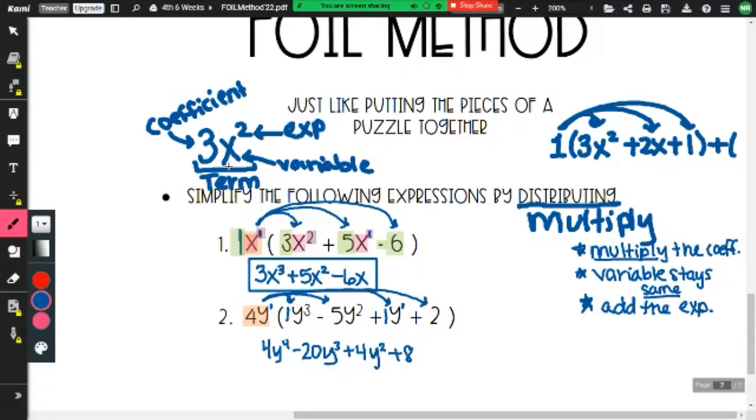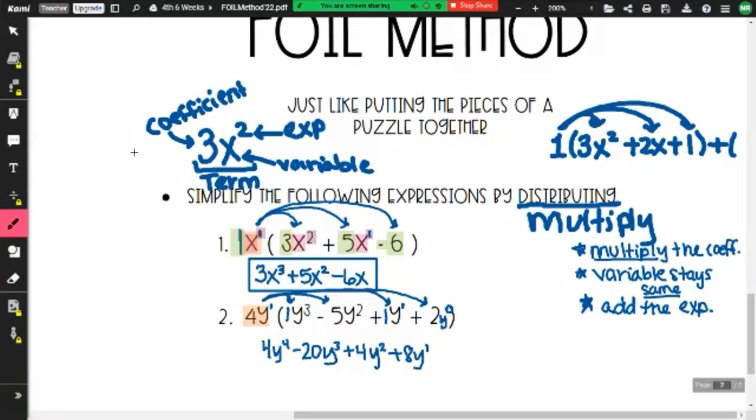Since there is no y, if you can't remember that 4y times 2 is just 8y, you could also insert y to the power of 0. It's like having no y's. So y stays the same. 1 plus 0 is still 1. And there's your final answer: 4y to the 4th minus 20y cubed plus 4y squared plus 8y. Okay? So that is how you distribute a monomial.